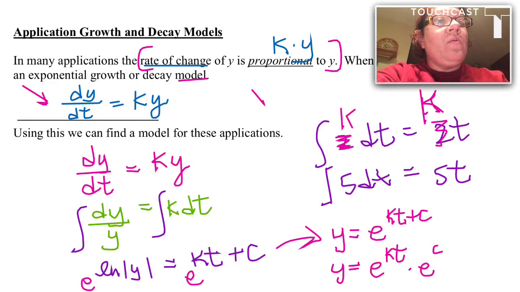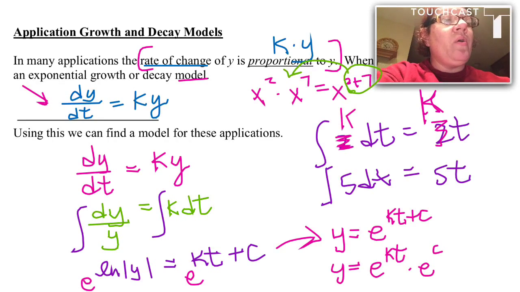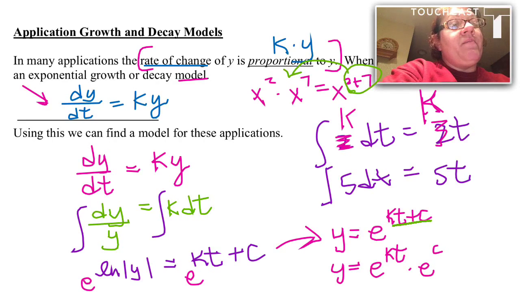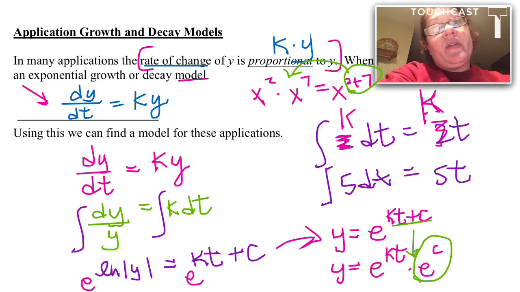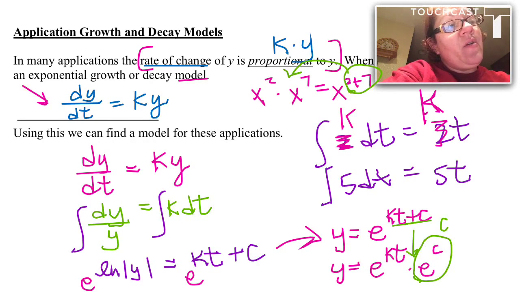Remember, that's using this rule of x squared times x to the 7th equals x to the 2 plus 7. And so going backwards, I can split, right? But it'll be multiplication. So if I have a sum in the exponent, I can split and it'll become a multiplication. And now keep in mind, e to the c is just a constant. So we're going to call that still c. So I get c e to the kt.